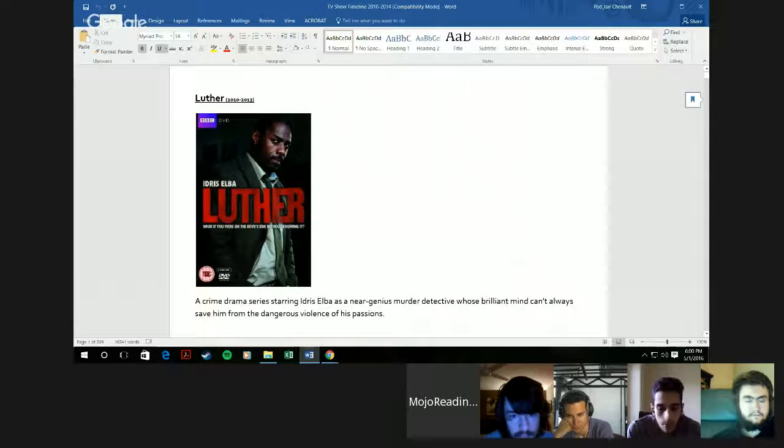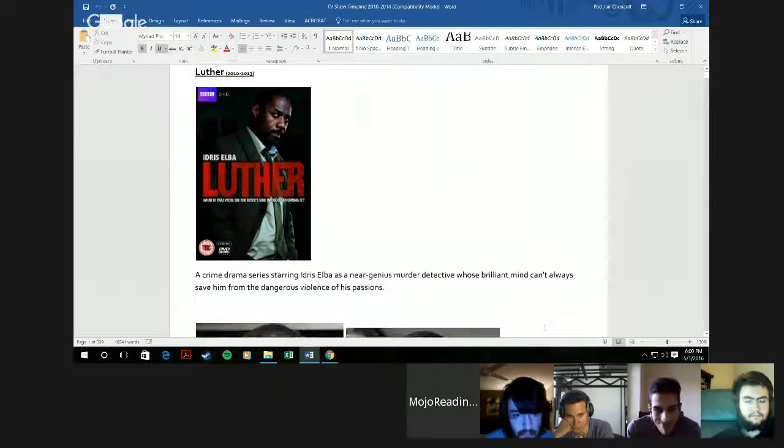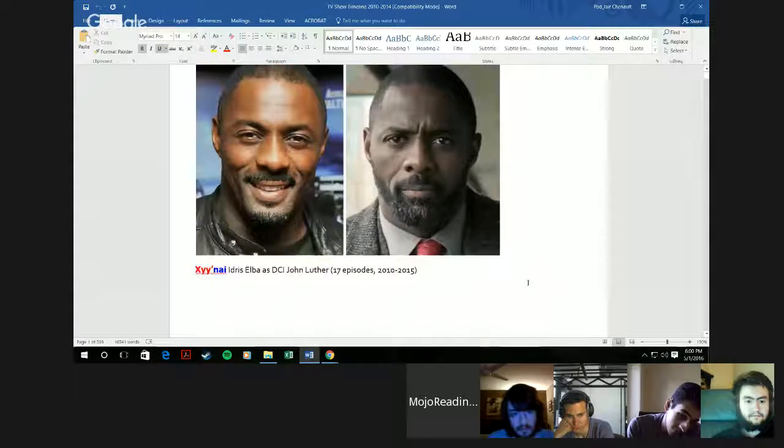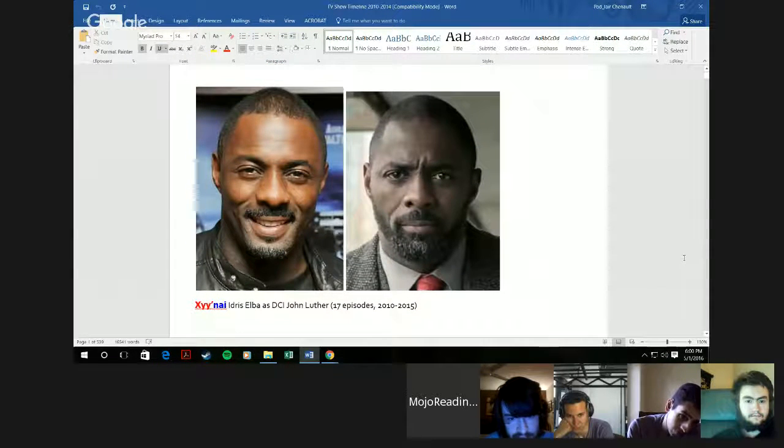All right, starting off with Luther, a crime drama series starring Idris Elba as a near-genius murder detective whose brilliant mind can't always save him from the dangerous violence of his passions. Okay. Genai Idris Elba as DCI John Luther.